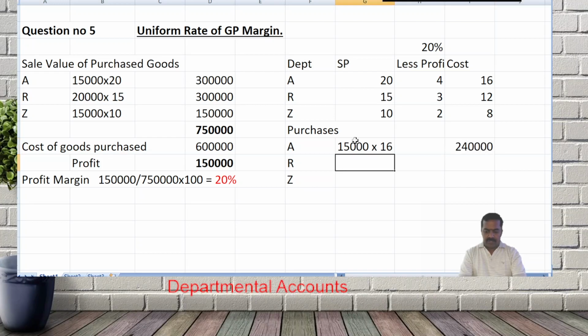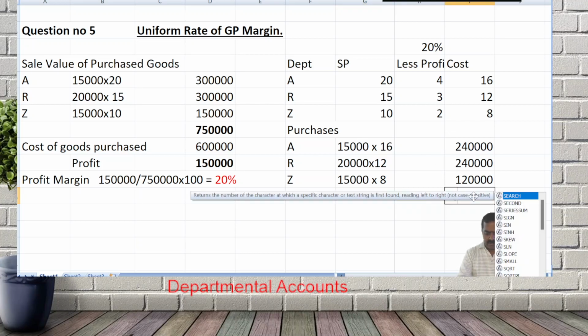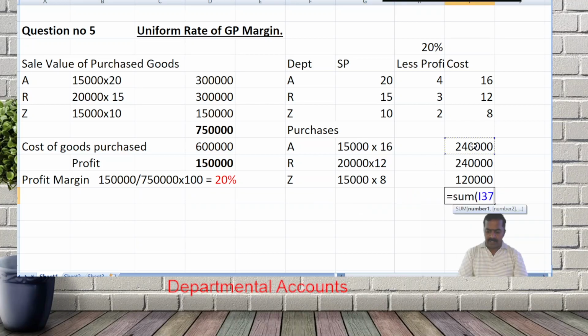2,40,000 for A. How many units purchased? 20,000 units into what is the cost per unit? 12 will come. 2,40,000 for B. How many units we purchased? 15,000 units into what is the cost per unit? 8 over. 1,20,000. Add and see how much you get. 6 lakhs. Yes. It's a verification for us as well as a working note for us.